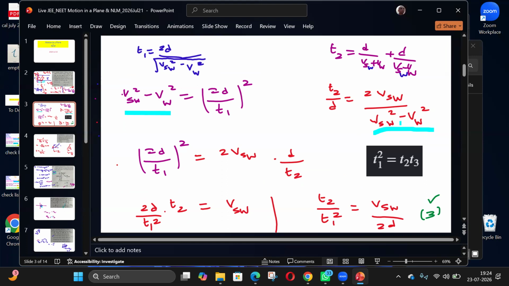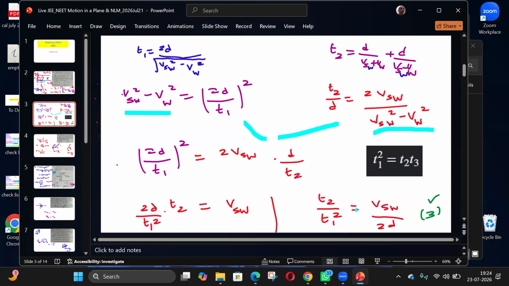So from here I'll get velocity of this square is equal to twice velocity of this thing divided into d by t2. So I'm writing it like this. Is that clear? I'm eliminating this whole thing. So from this I'll get the velocity of the swimmer with respect to water.